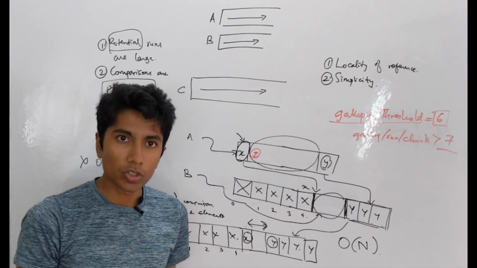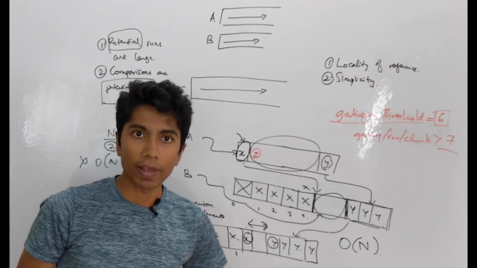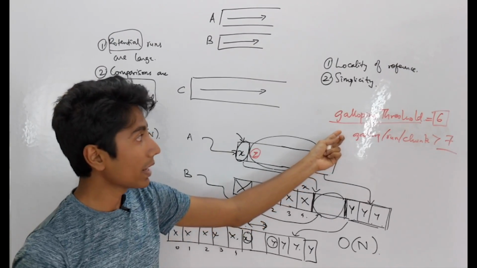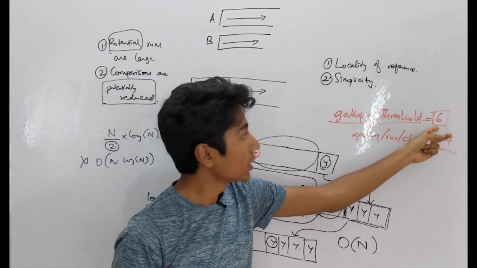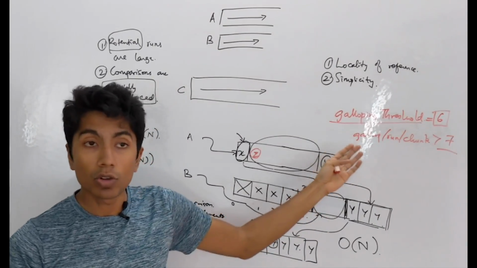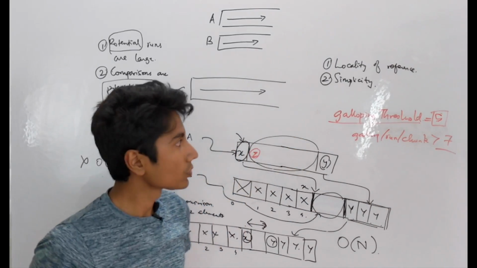We are going to make an assumption. We are going to say that galloping is helping us in this array, and we are going to do more of galloping. How? By reducing the threshold. So next time, even if you have just 7 elements, it's not greater than 7. Even if you have 7 elements, it's enough for you to do a gallop. And again, then if you have just 6 elements, when it turns to 5, you can do a gallop.